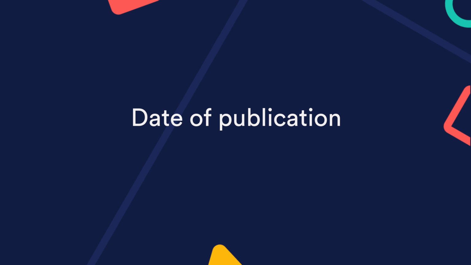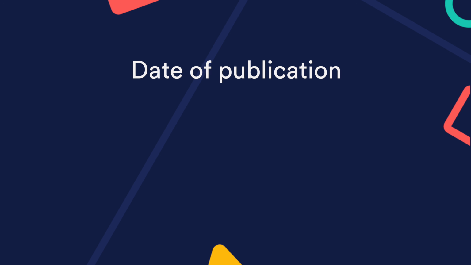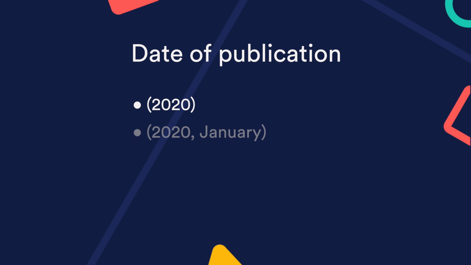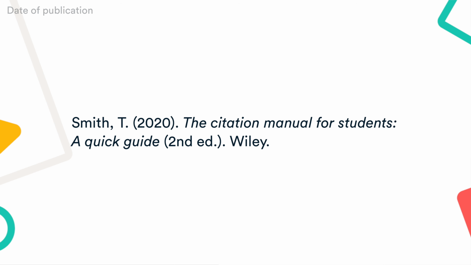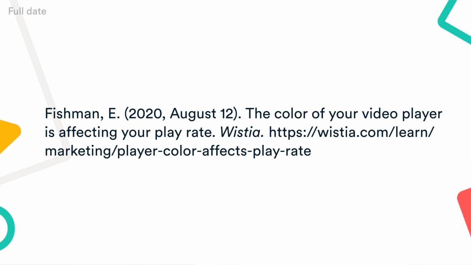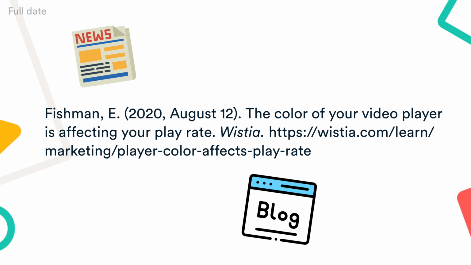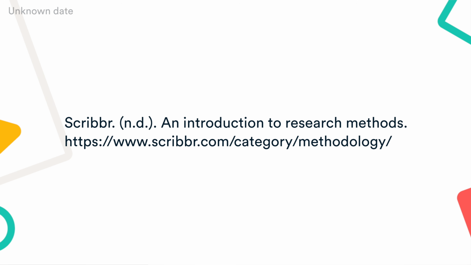After the author, you include the date of publication in parentheses. It can take several forms. Only the publication year, year and month, year, month, and day, or a year range. In most cases, you only include the year of publication in the reference entry. Sources that are published more frequently, like newspapers, blogs, YouTube videos, etc., usually include the full date. If the publication date is unknown, write n.d. for no date in its place.